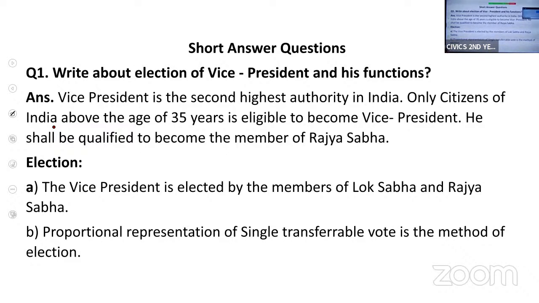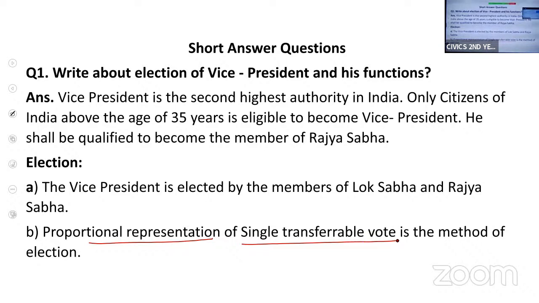And what is transferable vote? The vice president should get a required quota, an X amount of votes. If he's not getting it, the votes of the other member who has got fewer votes can be transferred. So there is proportional representation of single transferable vote. One time you can transfer the vote. This is the method of electing the vice president. The members of Lok Sabha and Rajya Sabha elect the vice president.